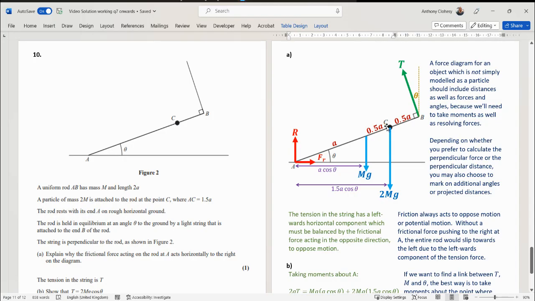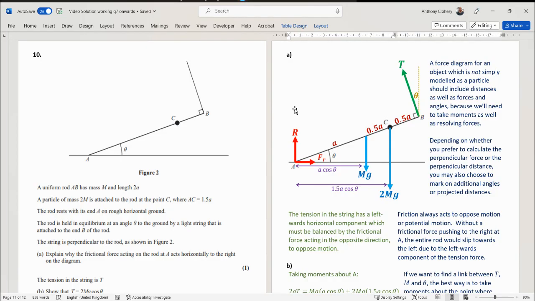The rod rests with its end A on rough horizontal ground. There are two key things here. It rests on the ground, so whether or not there's any friction, there's definitely going to be a normal reaction. And the normal reaction will always be normal. In other words, perpendicular to the direction of potential motion, which usually means perpendicular to the surface the thing is resting on. So we have a vertical normal reaction force on the ground. This is essentially the ground holding up one end of the rod.